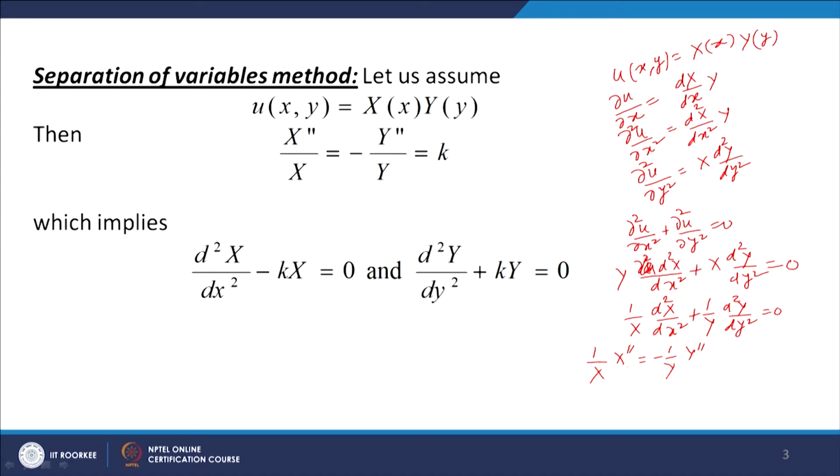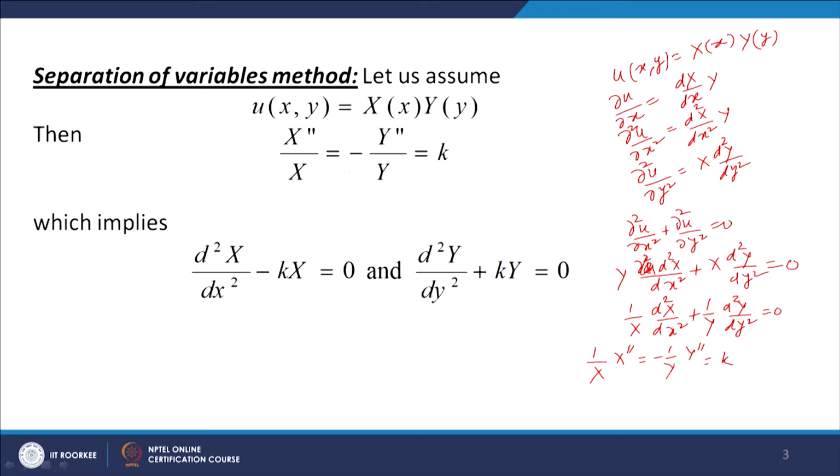X double dash denotes the second order derivative of X with respect to x. Now, the left hand side is a function of x only, because capital X is a function of x, and its second order derivative will be a function of x, divided by X. So, the left hand side is a function of x, and the right hand side is a function of y. x and y are independent variables. This can happen only when they are equal to a constant. So, let us write it as some constant k. So, X double dash over X is equal to minus Y double dash over Y equal to some constant k.